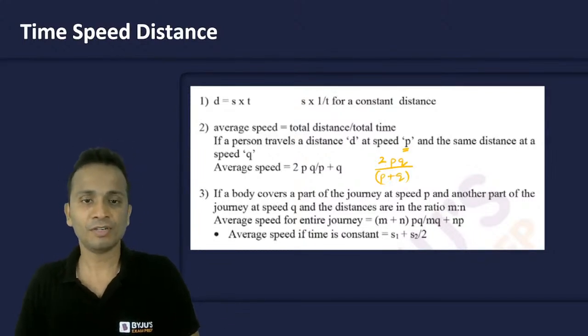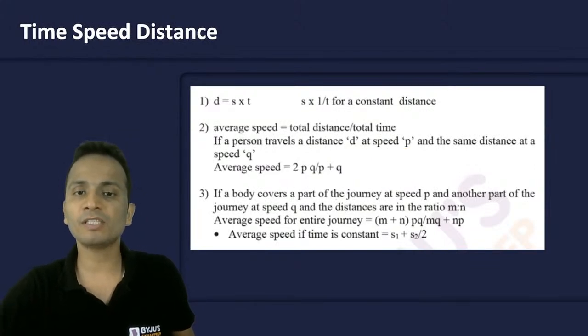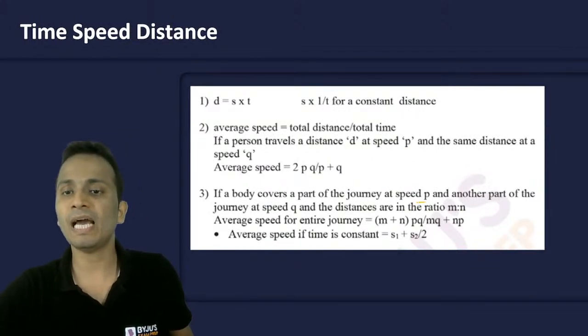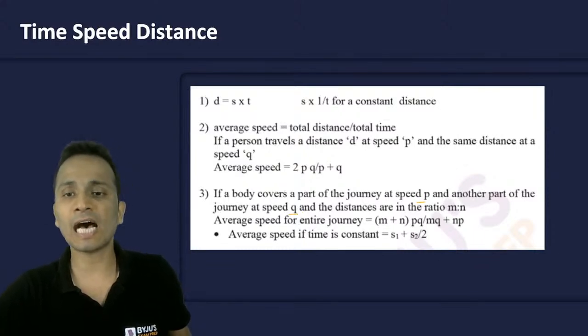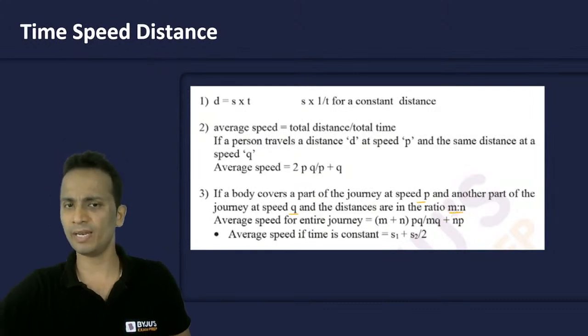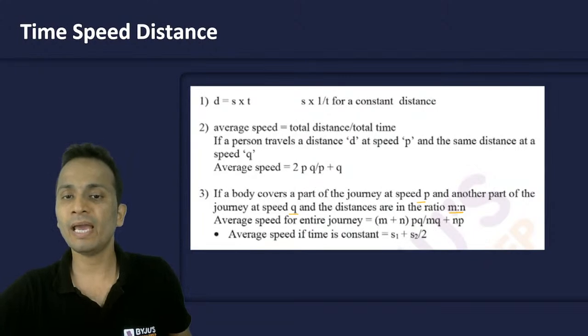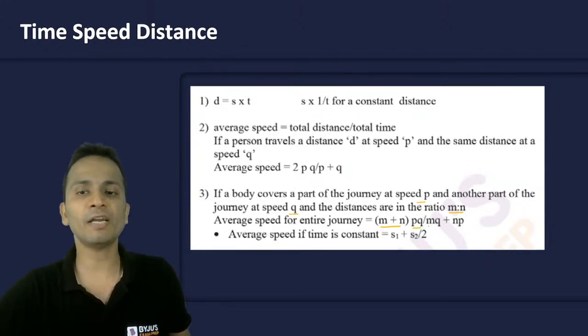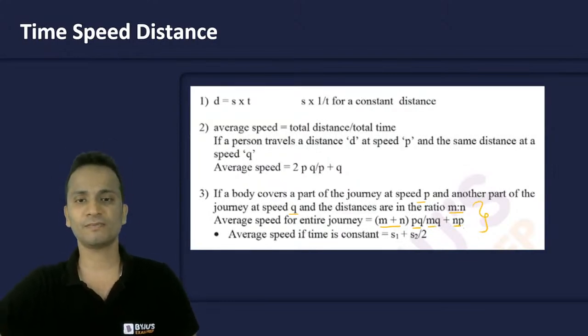Second one is if a body covers a part of journey at speed p and another part of journey at speed q, and the distances are in the ratio m is to n, then average speed for the entire journey will be (m plus n) into PQ divided by (MQ plus NP). You can note down all these things.